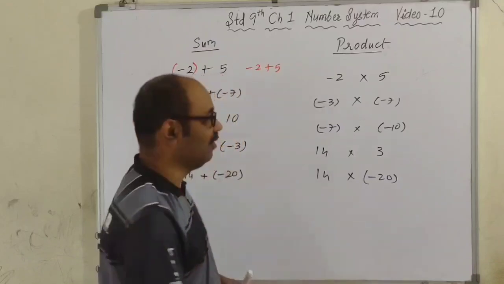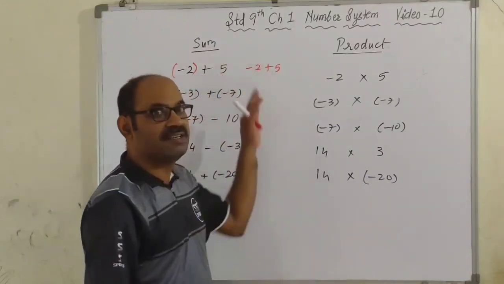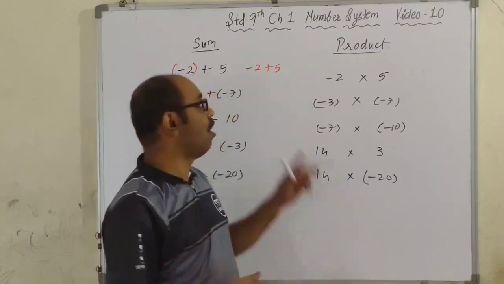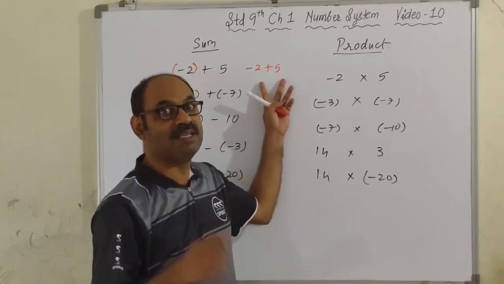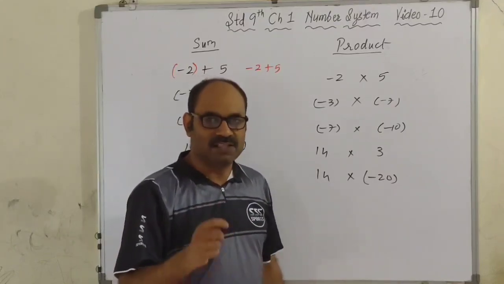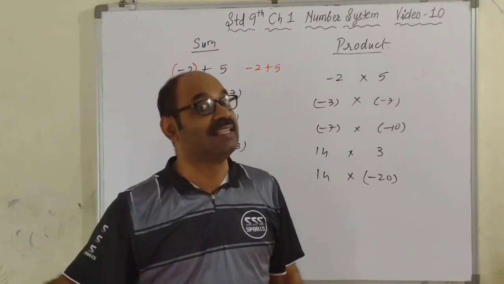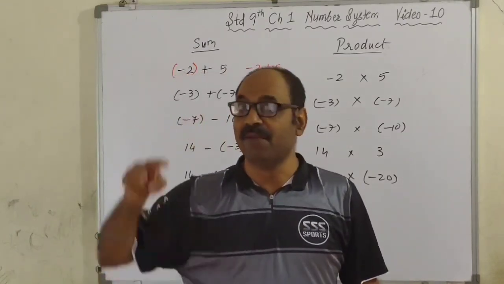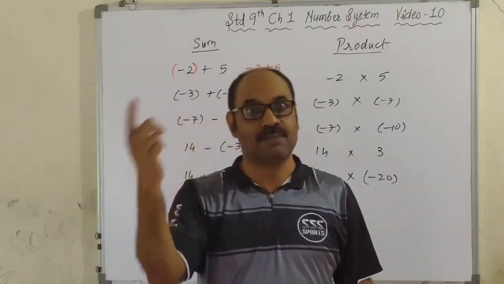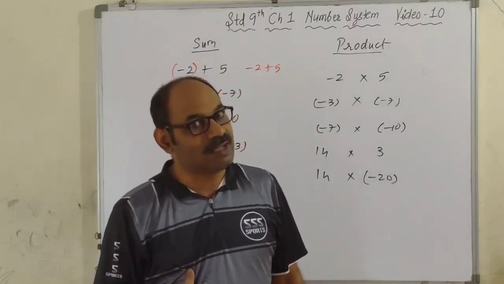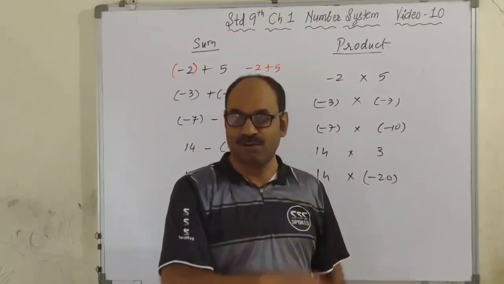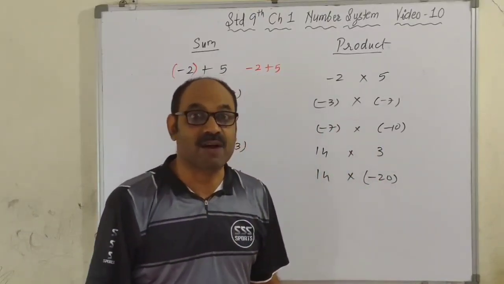Once again, the two integers are minus 2 and 5. Ask yourself whether the operation to be performed on these two numbers is multiplication. You got the answer? No. When it's not multiplication, definitely it is addition. But that doesn't mean you have to add the two numbers. Sometimes you have to add, sometimes you have to subtract. So here, do we have to add or subtract? That we have to decide. That we decide from the signs.